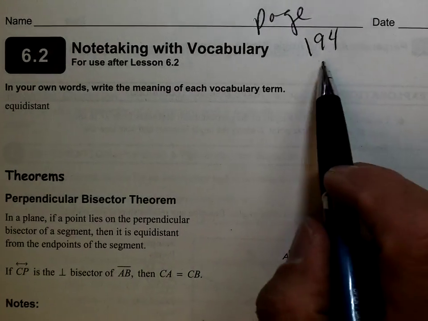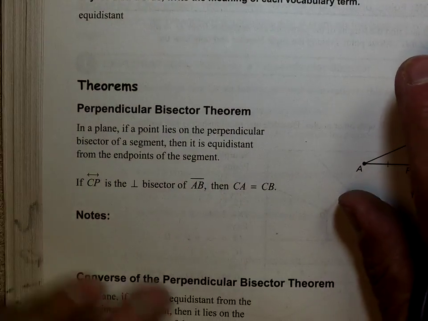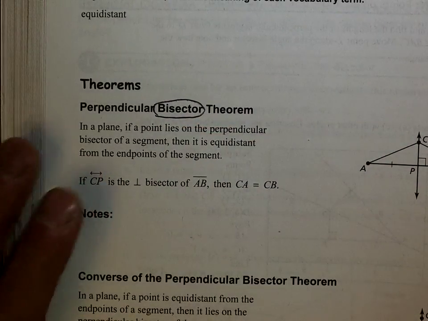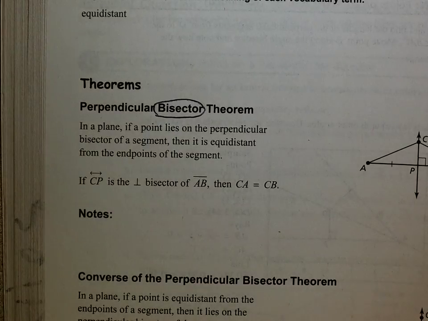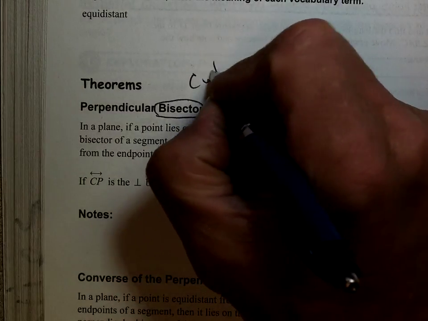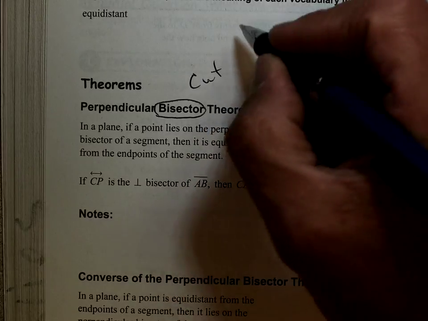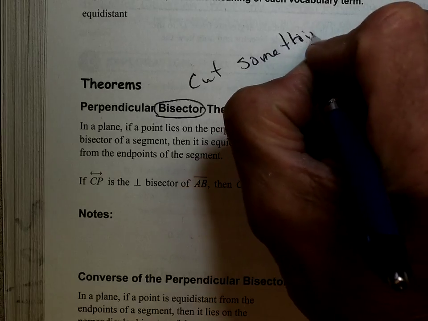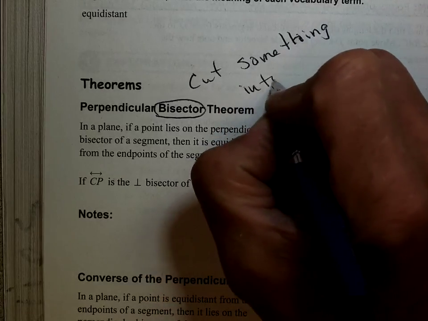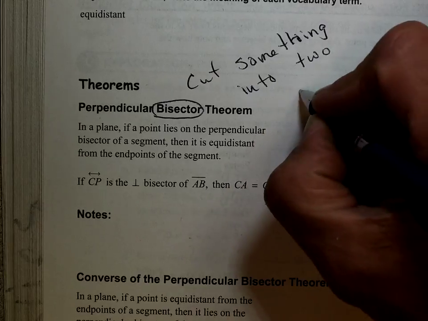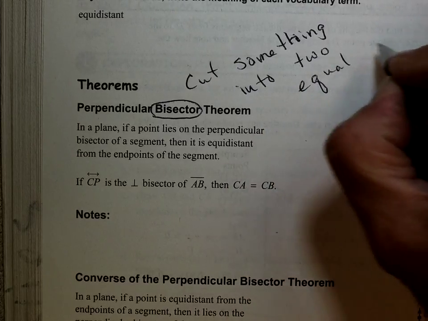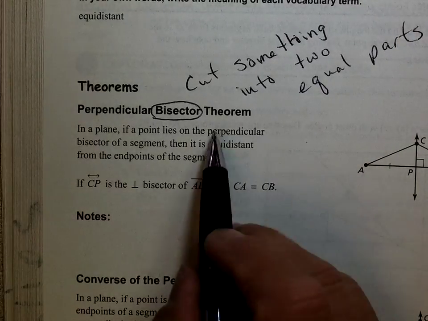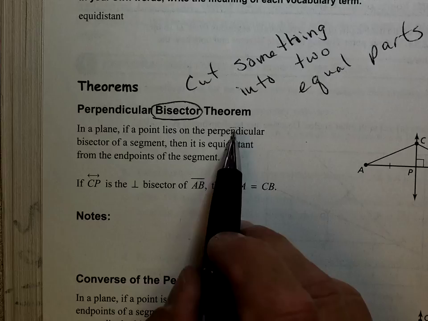So today, page 194, what we're talking about today are bisectors. Okay? Bisectors. So what we know about a bisector is this. A bisector will cut something into two equal parts. Okay? So bisector. Now the word theorem in geometry is just a fancy word for rule.